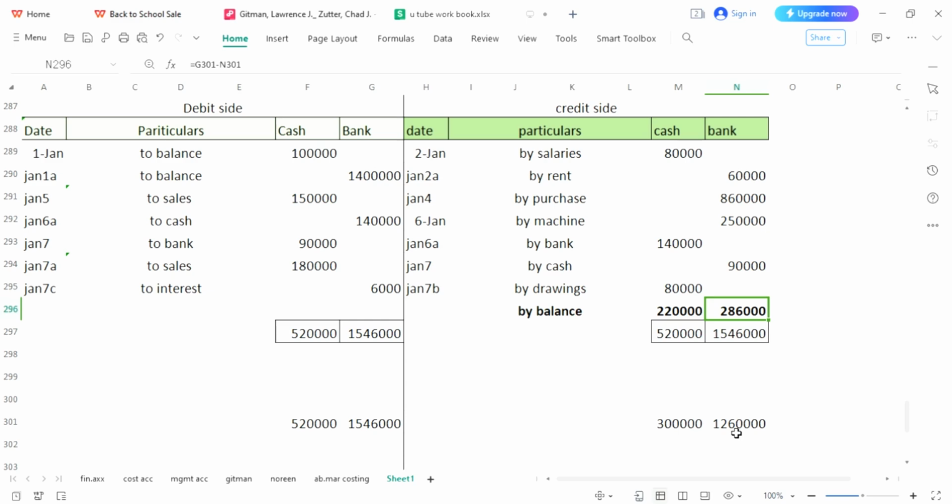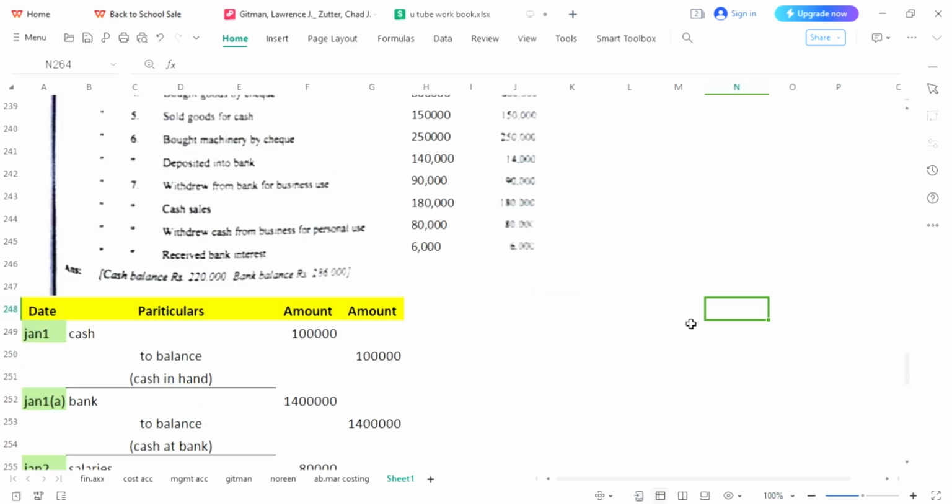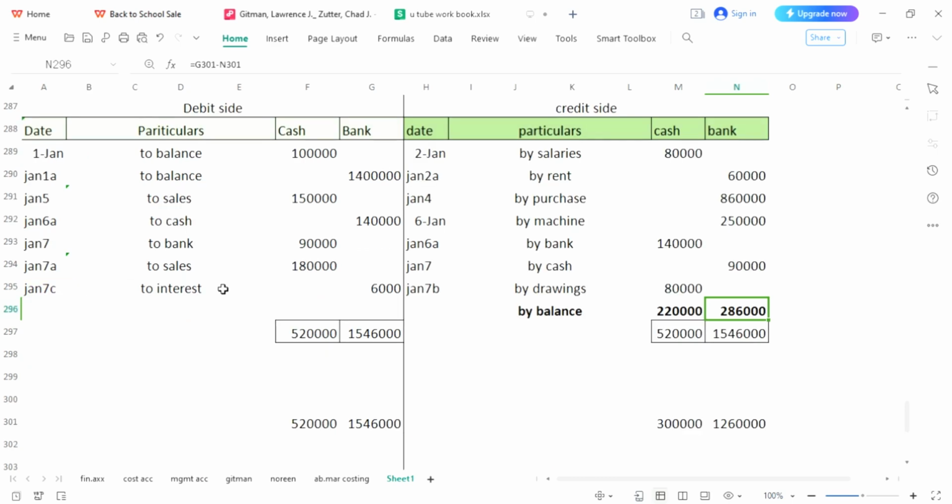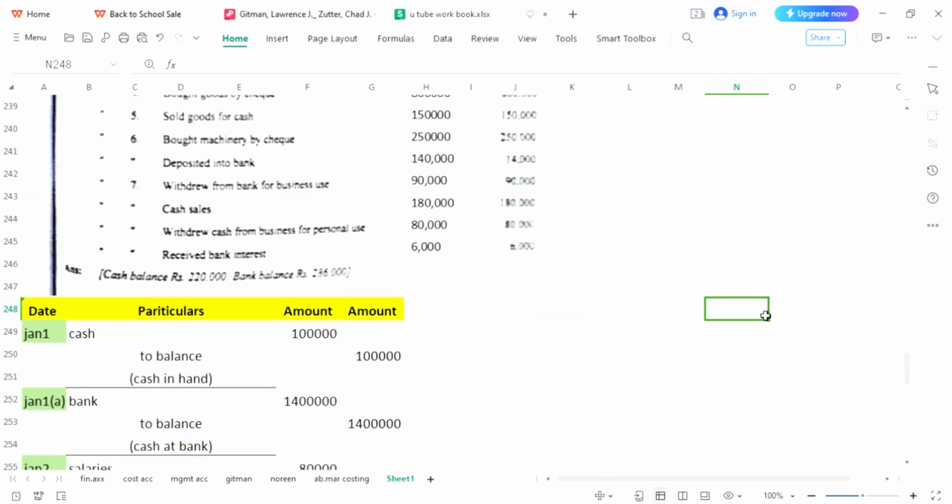Now let's see the answers. This is your cash balance 2,20,000, and look here, 2,20,000 is your first answer. And the second answer is 2,86,000, and you look here, 2,86,000 is your second answer.